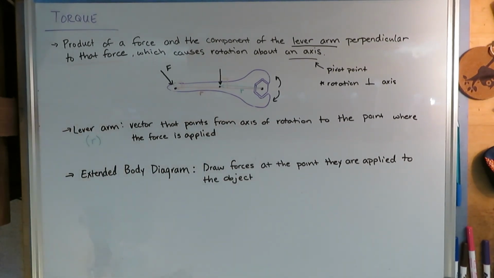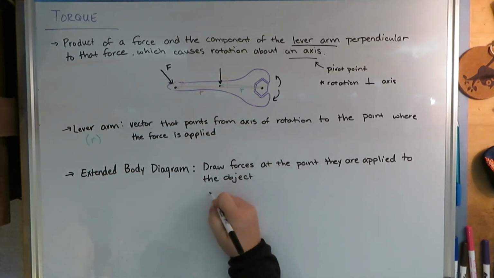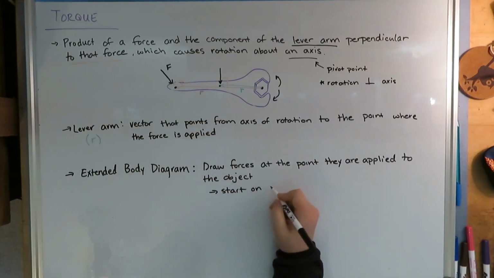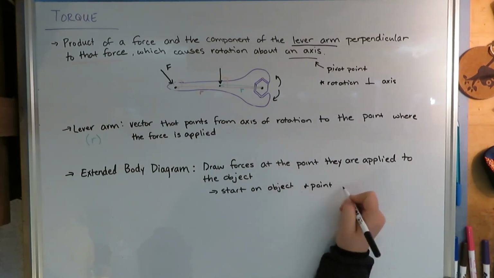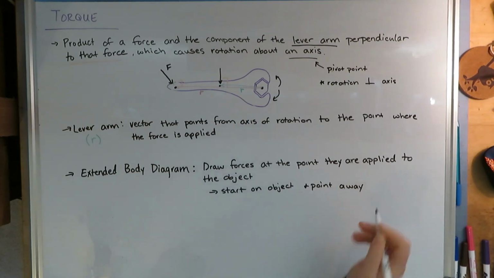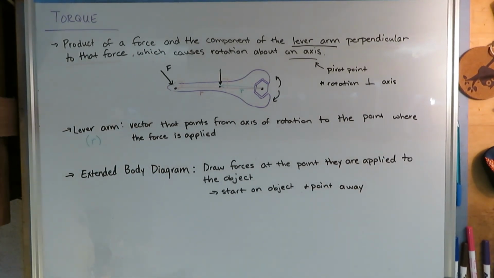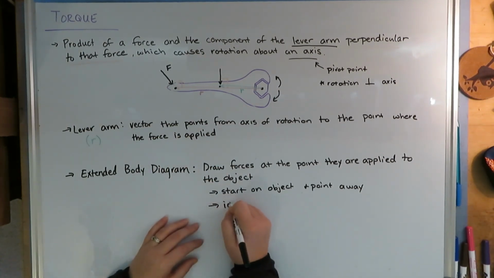Okay, so you draw the forces at the point they are applied to the object. They do start on the object, just like with a free body diagram, and then they point away. That way, when we draw our extended body diagram, the forces are drawn so that we can identify the lever arms for torque.